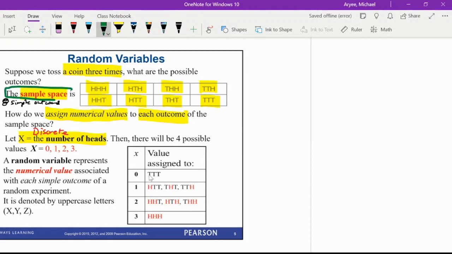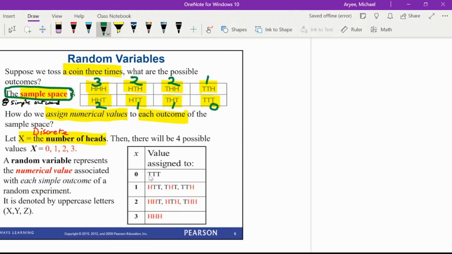So here I could go back to the sample space, and then I am counting the number of heads. For each outcome, I'll count how many heads I have. For the first one, I have 3. The second one, I have 2. I have 2. I have 1 head. Then here I have 2 heads. I have 1 head. I have 1 head. And here I have no head.